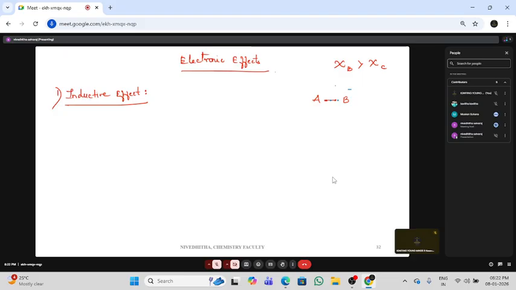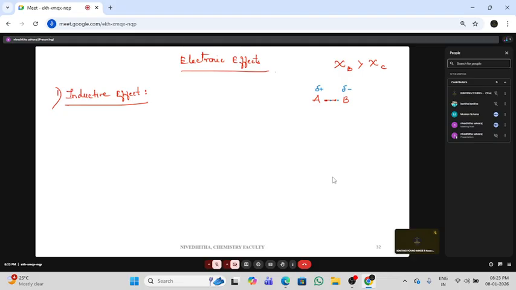electrons were not completely transferred. It is just moved towards B, right? It is not transferred completely. So B will have a partial negative charge and A will have a partial positive charge. You getting my point? So because of this displacement of electron, a charge separation was developed. So this is the essence of this electronic effect.